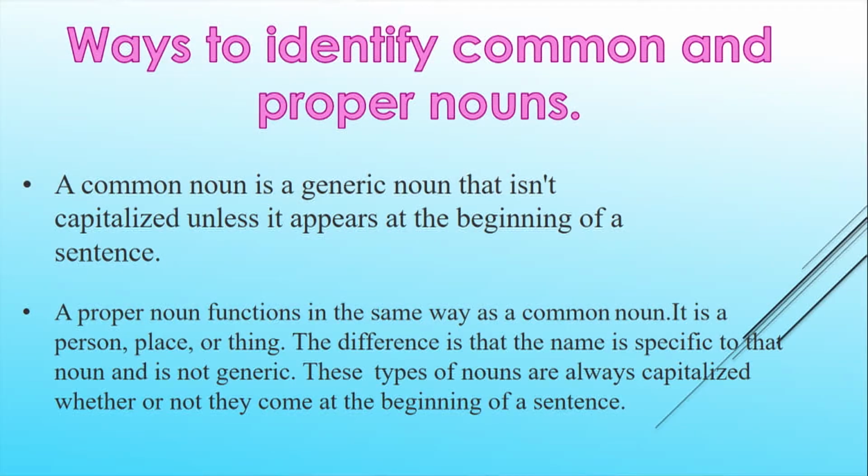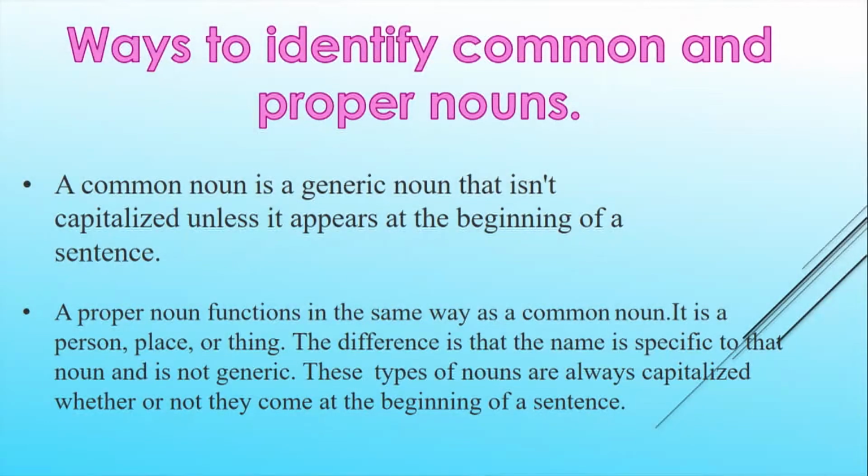Right? So, ways of identifying common nouns and proper nouns now. As we said, a common noun is generic. That means it's just a basic name for anything or anyone that you might have. As I said before, it's not capitalized unless it's at the beginning of a sentence. For example, "The boy and the girl are both playing outside." You have boy, you have girl. You might not know exactly who the sentence is referring to. Those are common nouns. Good? They are simple and they are generic.